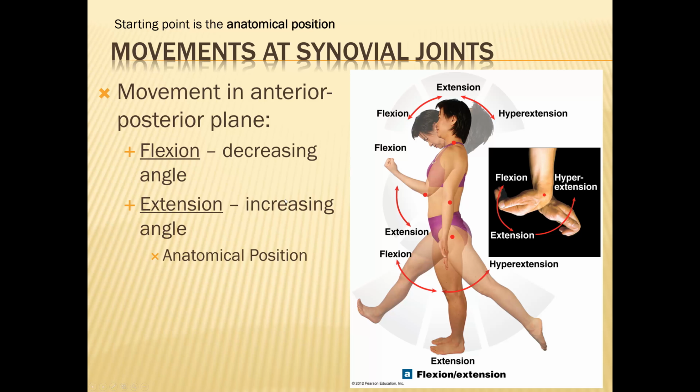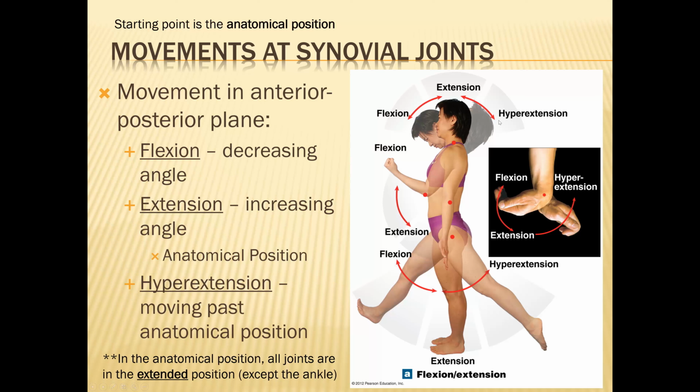Going back to the anatomical position by increasing the angle is extension. And note that when you're in the anatomical position, all of your joints are in the extended position except for the ankle. The ankle is flexed in the anatomical position. Everything else is extended. If you go past the anatomical position and continue back into the posterior plane, that is called hyperextension. So hyperextension is moving past the anatomical position.